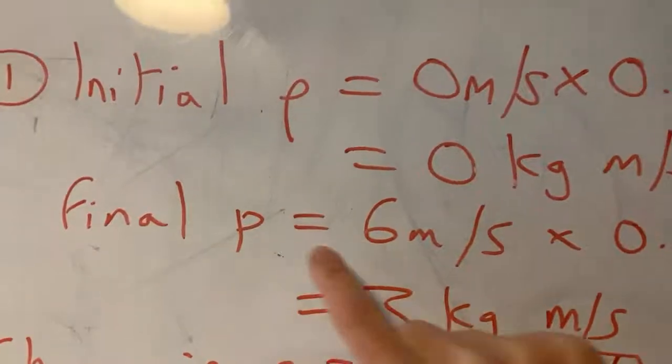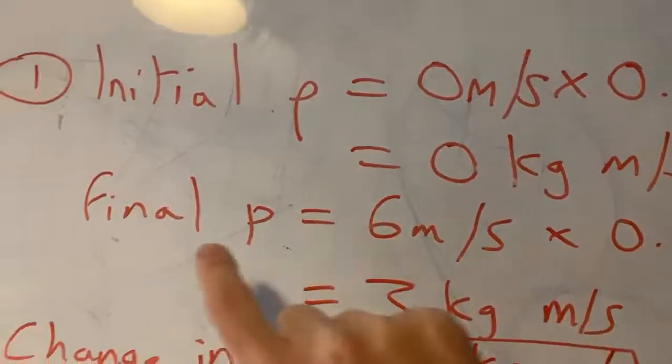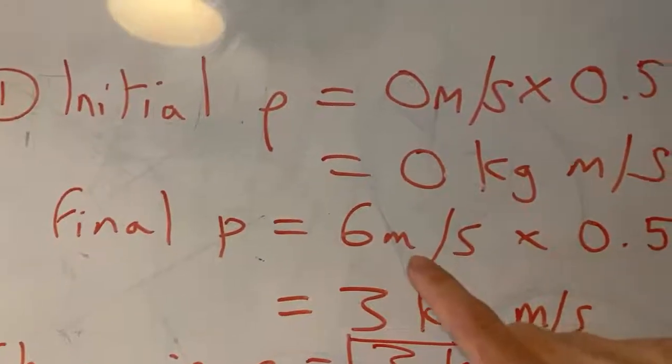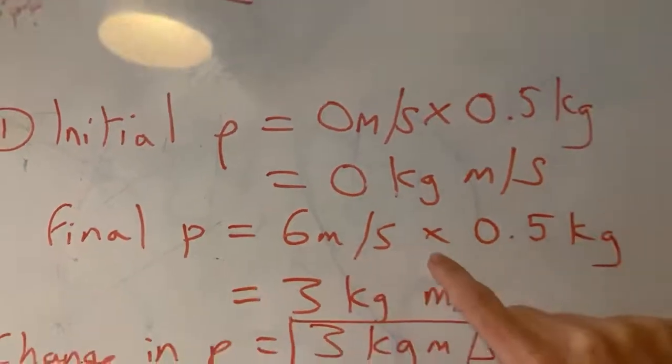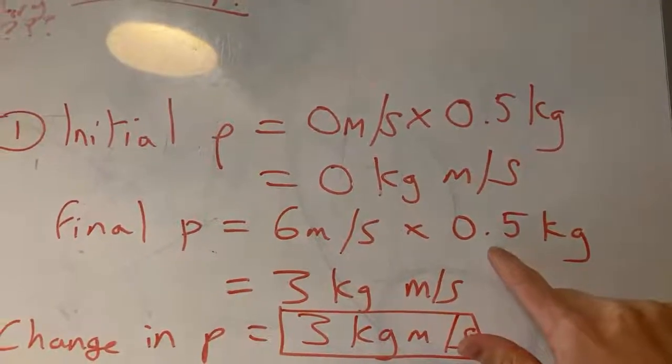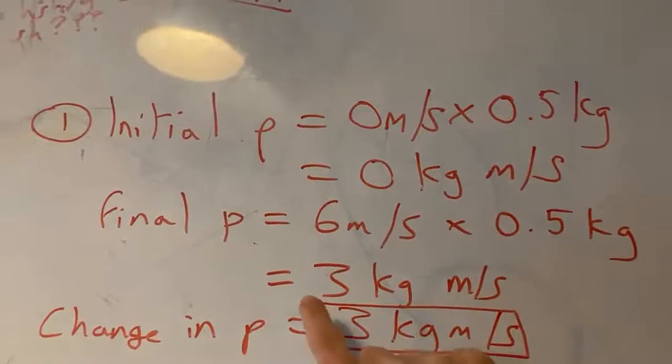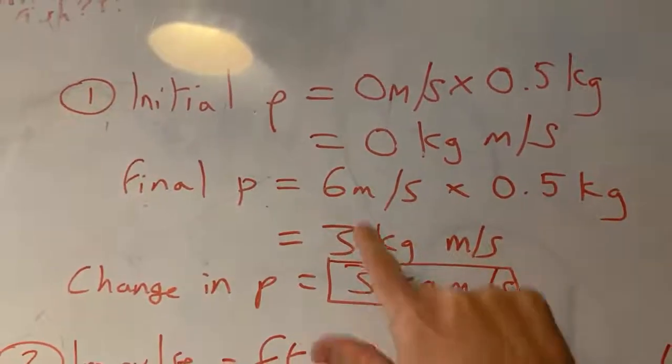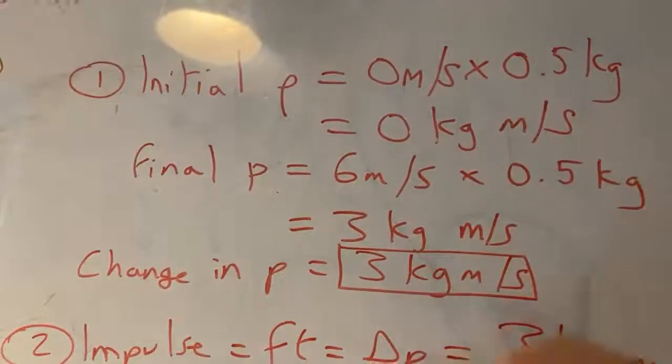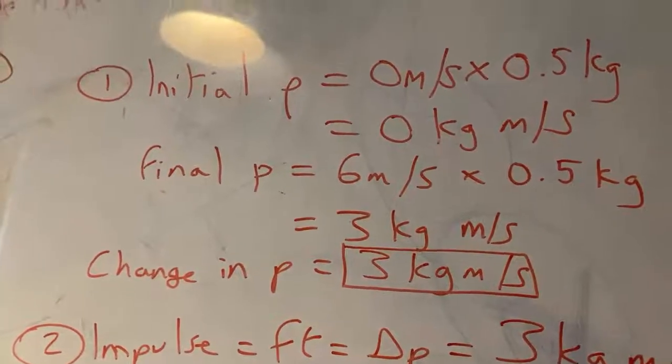And the final momentum is its final velocity, which is 6 meters per second, times its mass, which is 0.5 kilograms. So I've just put the change in momentum is the difference between those two numbers, which is 3 kilogram meters per second.